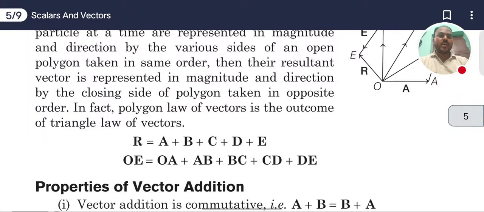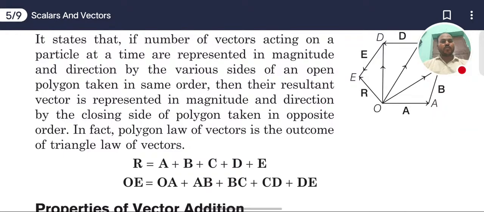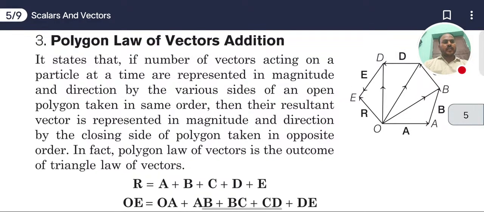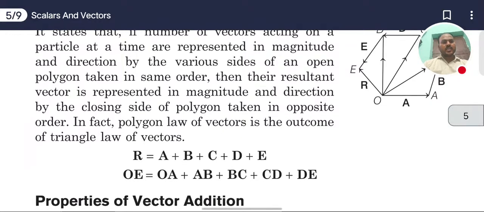So that's why we have written the total resultant equal to A plus B plus C plus D plus E. So for the resultant vector we can write OE is the resultant. After that OE, then we will consider OA, then AB, then BC, then CD, then DE.